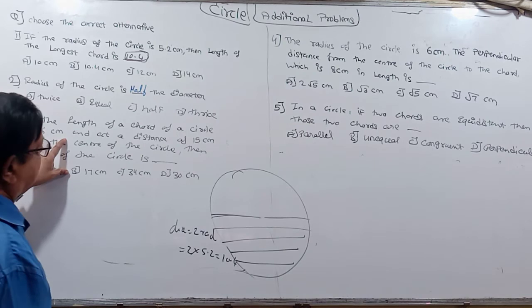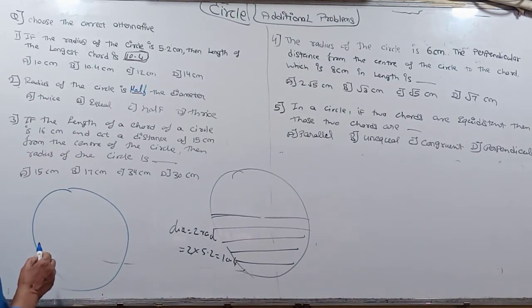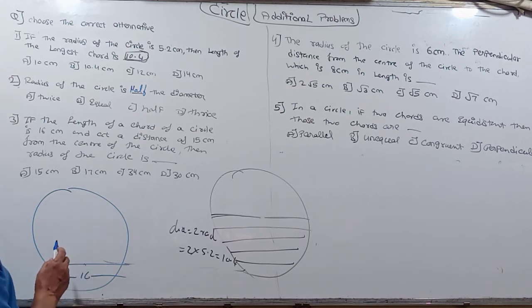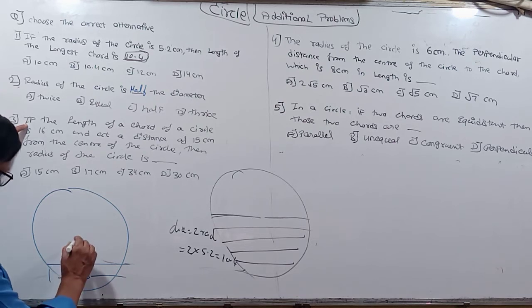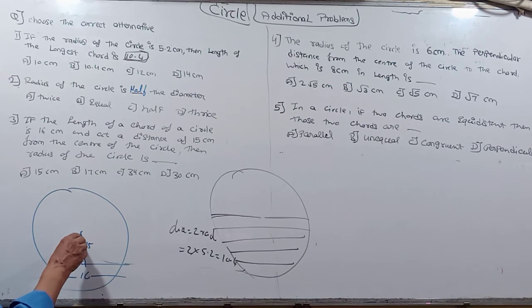After that, if the length of the chord of a circle is 16 centimeters and at a distance of 15 centimeters, we will make a small circle. The chord is 16, so half of the chord is 8, and the distance is 15. We need the radius of the circle. So we know O, A, B, M.